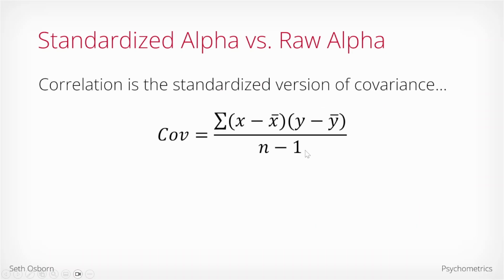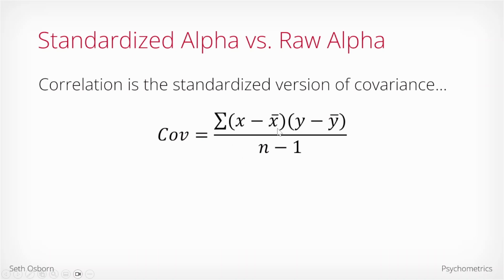I said that correlation is the standardized version of covariance. I don't want to go too deep down the rabbit hole on explaining what covariance is, but very briefly, this is the formula for it. Anytime we're adding something up and dividing by the number of them, we're averaging. That's sort of what the arithmetic mean is. So what is it that we're averaging?